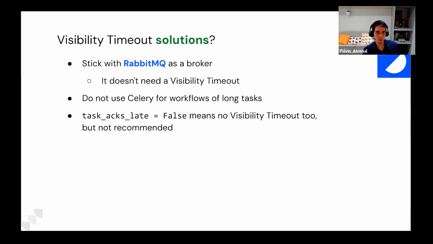So stick with RabbitMQ as a broker. It doesn't need a visibility timeout. Another alternative is to not use Celery for workflows of long tasks, as we mentioned before. And another solution is task isolate false. That means no visibility timeout is needed, but that means you have lost tasks if any worker gets interrupted, right? As we discussed before. So there is this trade-off.